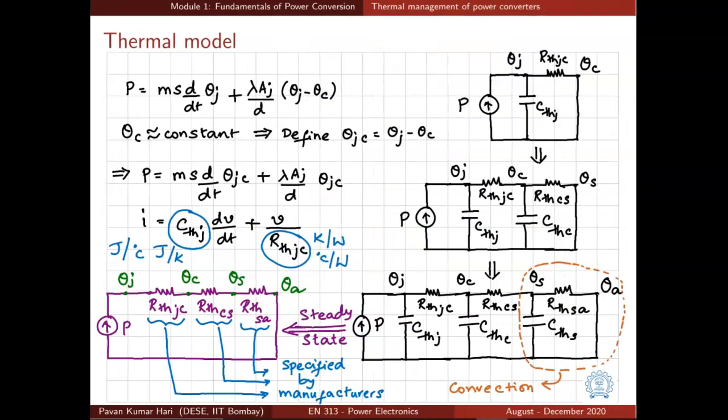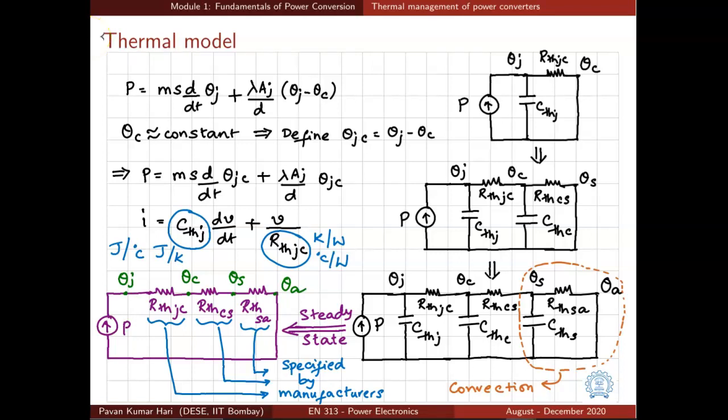Now rearranging the terms in the heat balance equation, we can write P is equal to m s d by dt of theta j plus lambda Aj by d multiplied by theta j minus theta c. So if we assume this theta c, the case temperature, to be constant, and we define a variable theta jc which is equal to theta j minus theta c, we can rewrite the above equation as P is equal to m s d by dt of theta jc plus lambda Aj by d multiplied by theta jc.